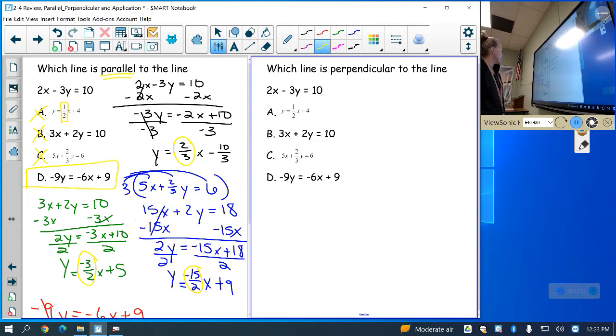So what does perpendicular mean? Perpendicular means opposite reciprocal slopes. Since everything's the same, I can use my work from before and decide, okay, my slope for line 1 was positive 2 over 3. The slope for this one was 1/2. Okay, so we saw that. That's not going to work. The slope for this one we solved, the green one over here, is negative 3 over 2. Is that an opposite reciprocal? Yeah. So for this one, the perpendicular is B.